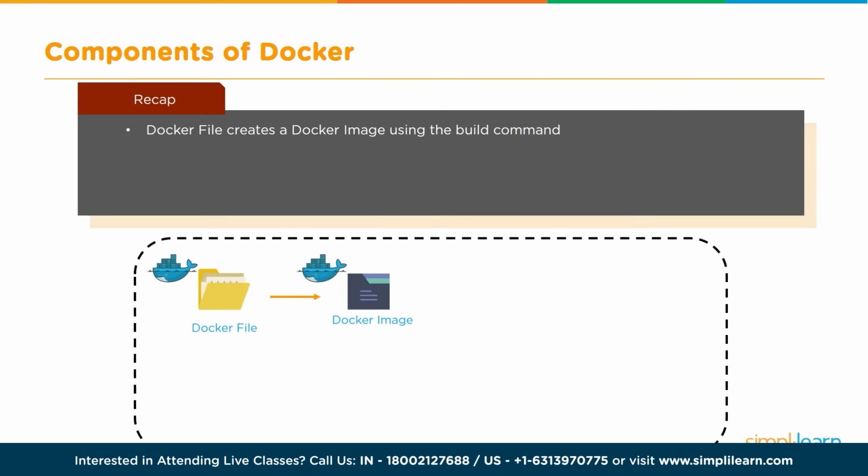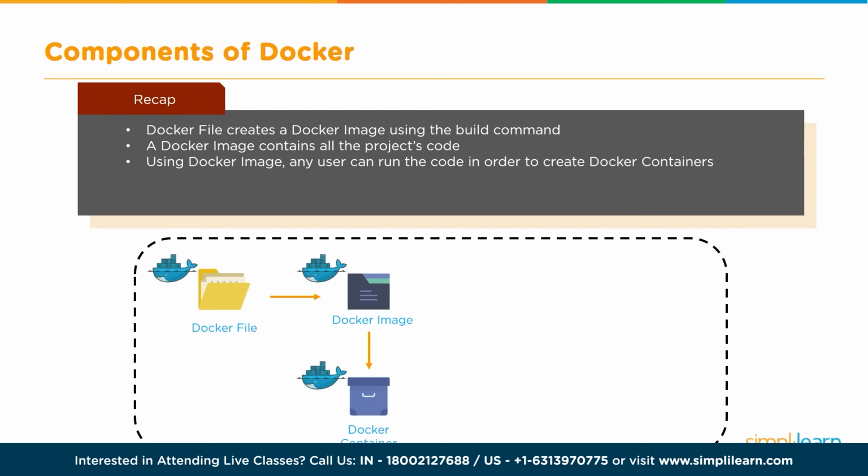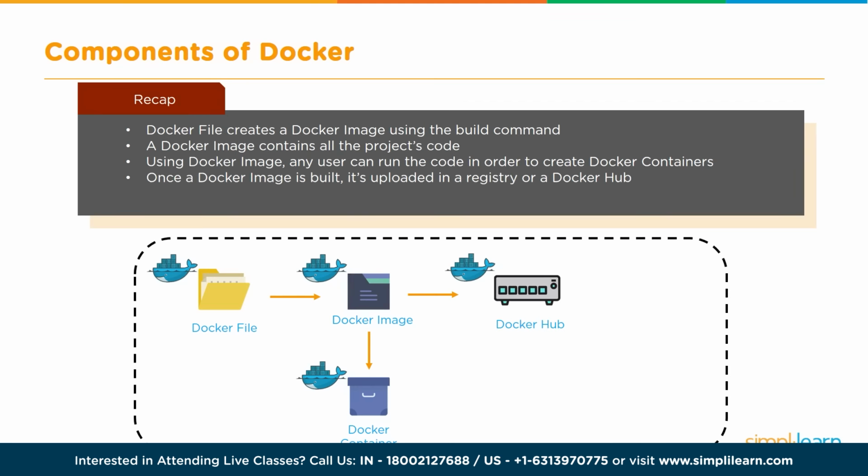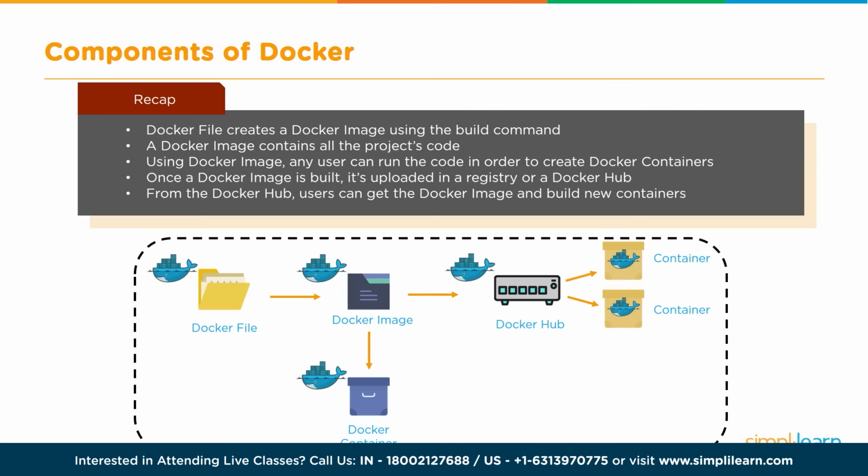So if we recap, the Docker file creates a Docker image that's using the build commands. A Docker image then contains all of the information necessary for you to be able to execute the project. Using the Docker image, any user can run the code in order to create a Docker container. And once a Docker image is built, it's uploaded to a registry or to a Docker hub where it can be shared across your entire team. And from the Docker hub, users can get access to the Docker image and build their own new containers.